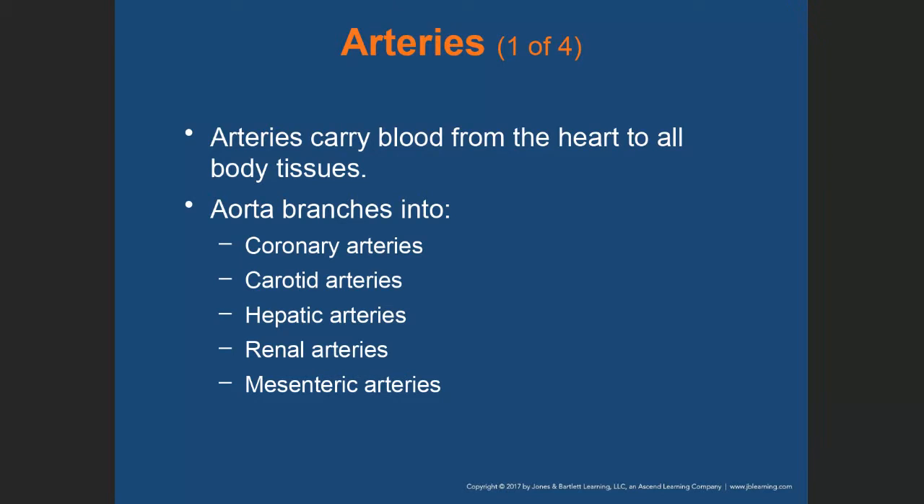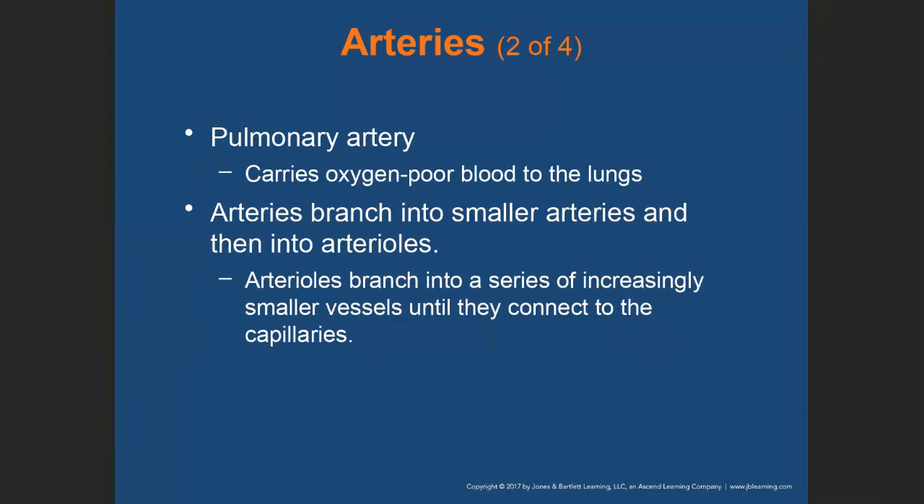Now, arteries. The arteries carry blood from the heart to all body tissues, right? So you have the aorta, which branches into the coronary arteries, which supply the heart muscle with blood. You have the carotid arteries, which supply the head, or upper portion of the head. You have the hepatic arteries, which supply the liver, renal arteries, which supply the kidneys, and mesenteric arteries, which supply the intestines. The pulmonary artery carries oxygen poor blood to the lungs.